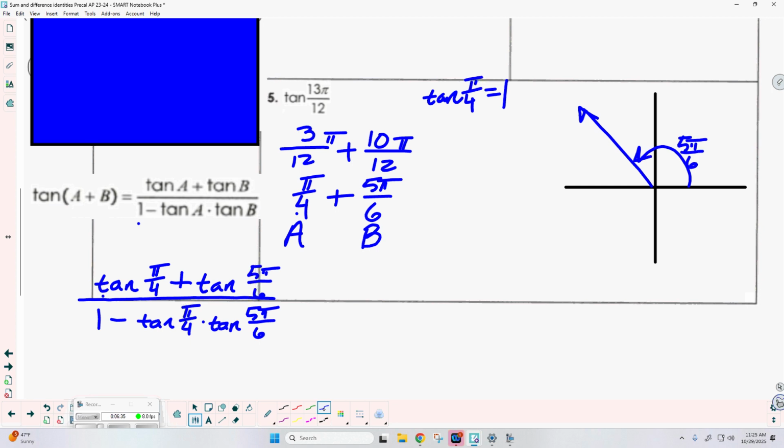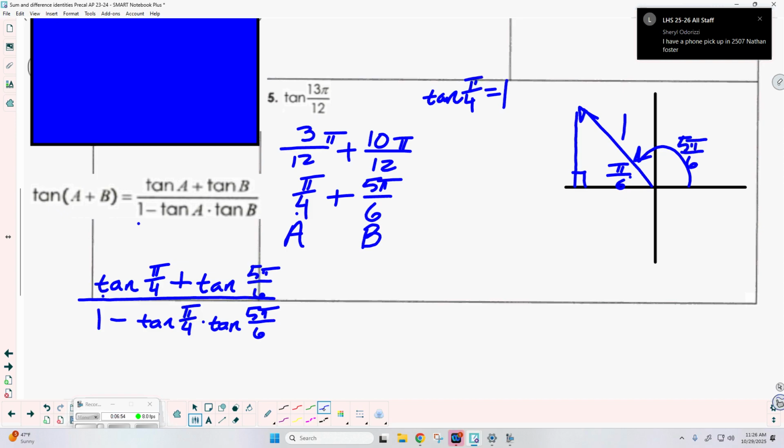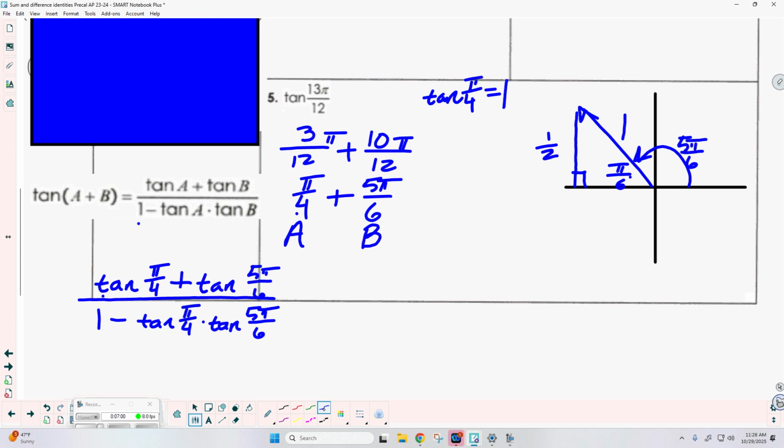Now I'm going to use that angle. Again, I'm going to create a right triangle. Can anybody tell me what this reference angle is right here? Pi over 6. Now, I'm going to say that this hypotenuse is 1. Again, we're tying it back to the unit circle. Pi over 6, remember, is 30 degrees. Across from 30, that was 1/2.